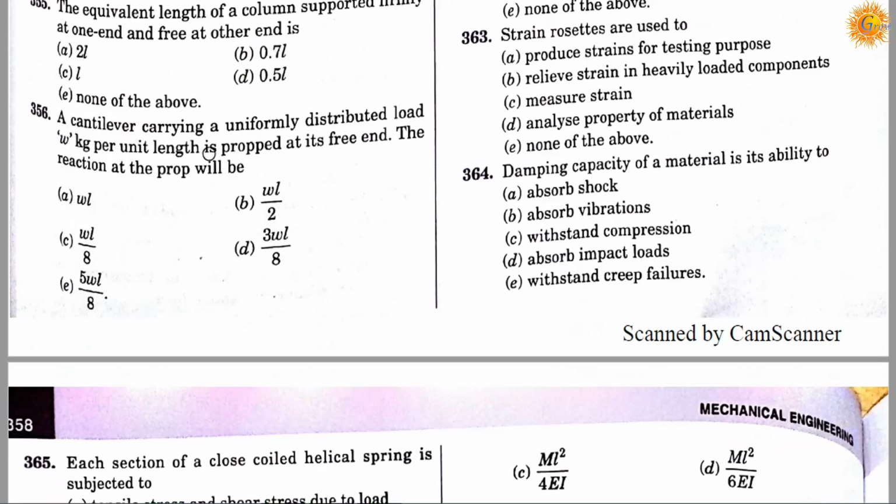356. A cantilever carrying a uniform distributed load W kg per unit length is propped at its free end. The reaction at the prop will be: option A, WL; option B, WL divided by 2; option C, WL divided by 8; option D, 3WL divided by 8; and option E, 5WL divided by 8. So the correct answer is D, it will be 3WL divided by 8.